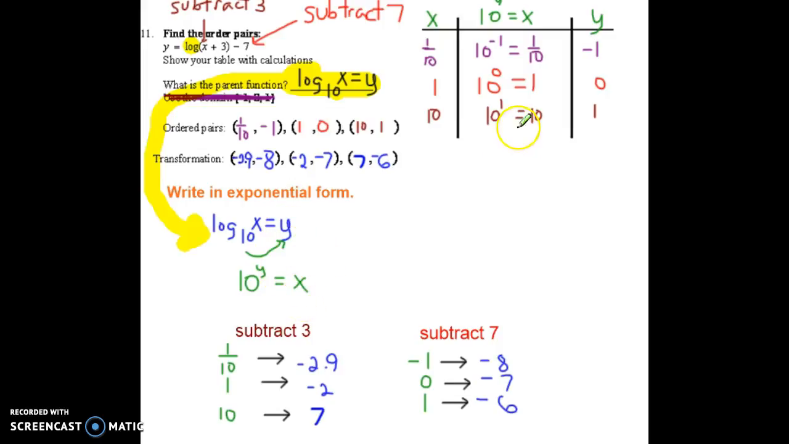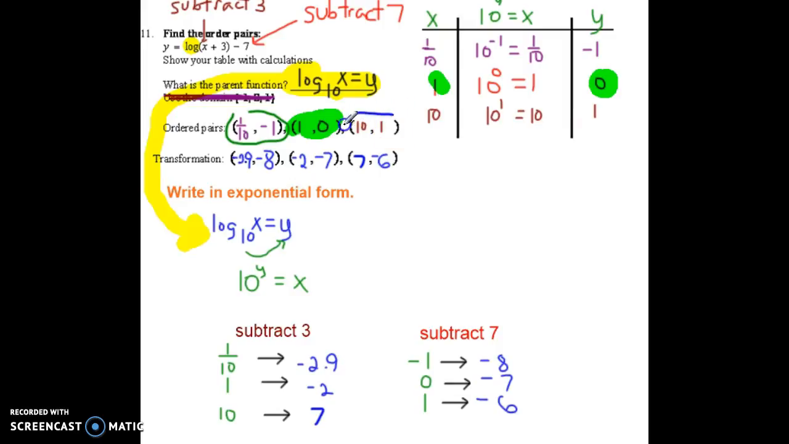Now I'm going to pick easy values here for y. I'm going to plug in 0 for y, and I get 1. So I have 1, 0. And then I'm going to do that for my other points. So I plug in negative 1, and I got 1/10 right here. And then I plugged in 1, and I got 10.